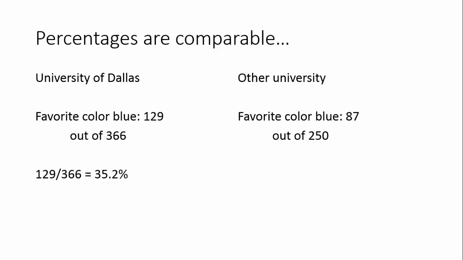And it turns out, with a little arithmetic, we saw this number before. 35.2% of UD students like blue, and at his university, 87 out of 250 turns out to be 34.8%. Which is basically the same percentage, about 35% in each of the universities. So it turns out that the two universities are very similar, but the only way to see this is to compare their percentages. So this is why percentages are preferred when I'm making comparisons between groups. And we'll see this again.